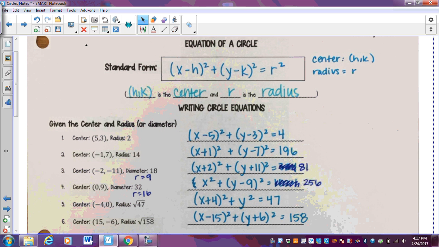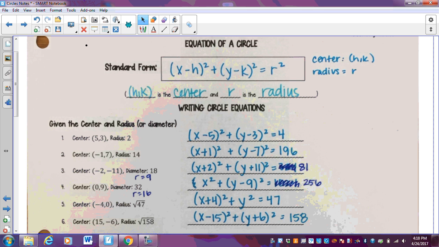Standard form there is (x - h)² + (y - k)² = r². And so as it says there, (h, k), some point, is going to be the center of the circle, and r is the radius.